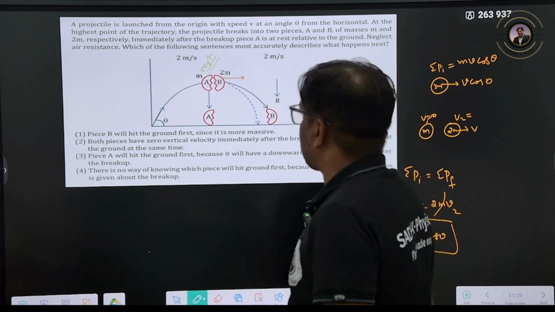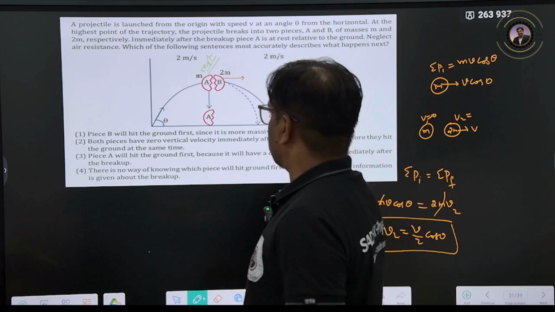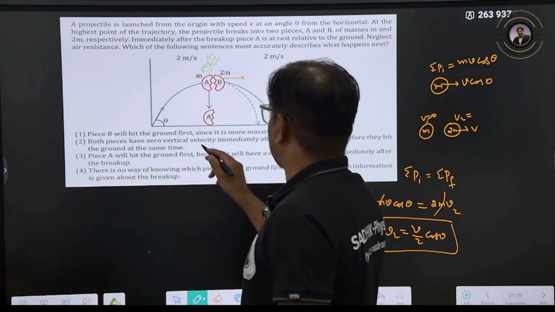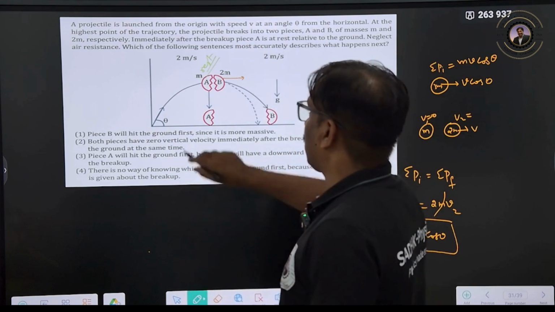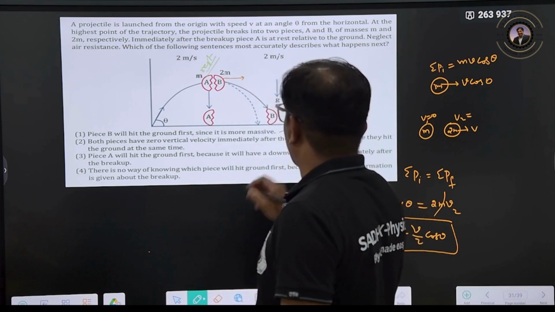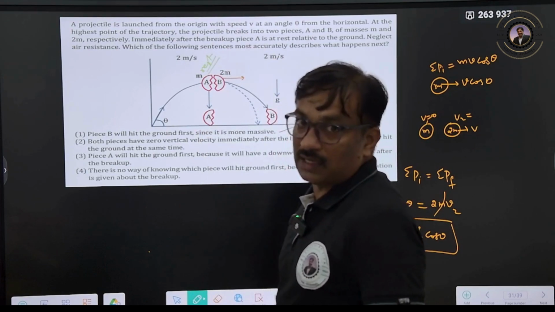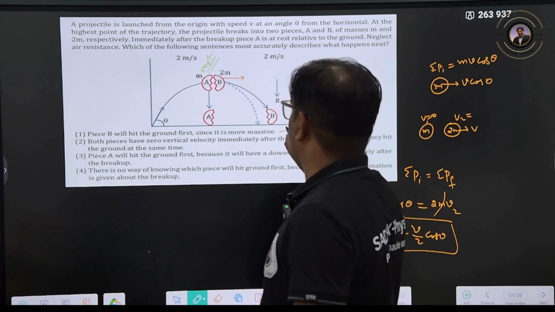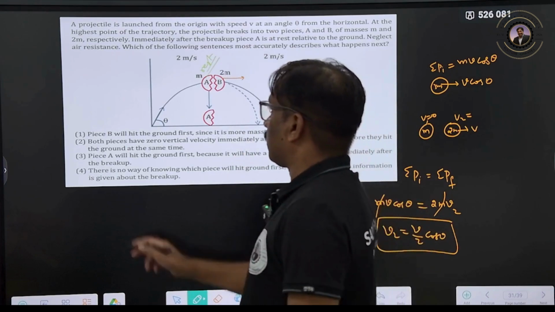First of all, let us see what is going to happen now. Piece B will hit the ground first? No, it is falling, since it is more massive? No. Both are going to hit the ground at the same time. This point is very, very important. Why? The downward force is the same, so the downward acceleration is also the same. So the statement is wrong that one hits first; both are going to hit the ground at the same time.